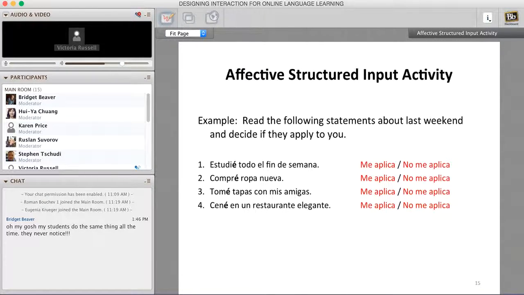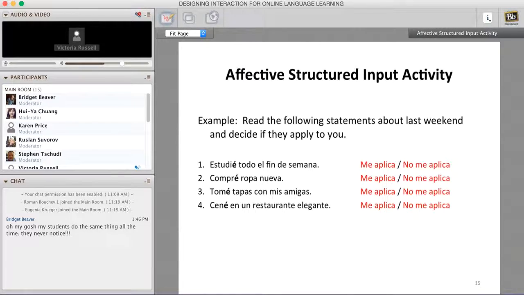With effective structured input activities, learners are exposed to the targeted form, but they focus primarily on meaning rather than on form to answer items. On this slide is an example of an effective structured input activity. The directions state: read the following statements about last weekend and decide if they apply to you. In this activity, all of the input sentences contain the first person singular preterite tense form in Spanish. The preterite is the past tense in Spanish.